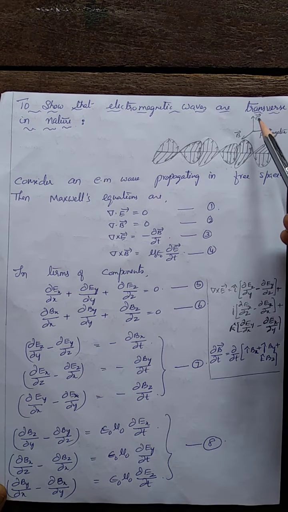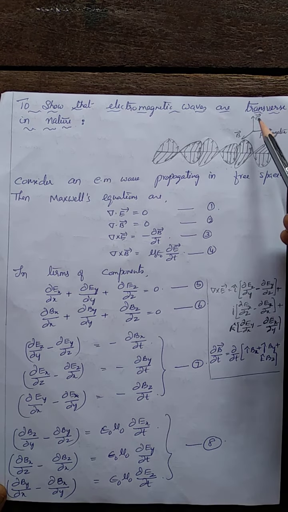First term, i cap into this. So here i cap has this coefficient, and this is equal to minus del Bx by del t. This is equal to minus del By by del t. This is equal to minus del Bz by del t. Equate these two. First term, this equal to this. This one equal to j cap By. This one equal to k cap Bz. Using that, we get this.